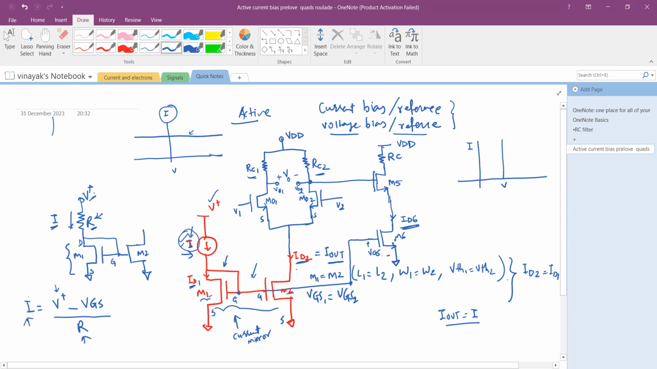So you see, this is how you use the current mirroring technique to provide the bias for various branches in your circuit, right? So we'll do the more exact and precise analysis as we progress.